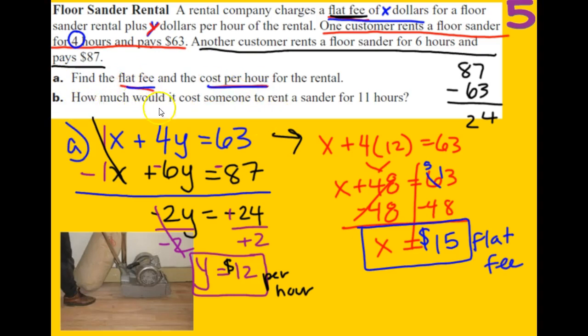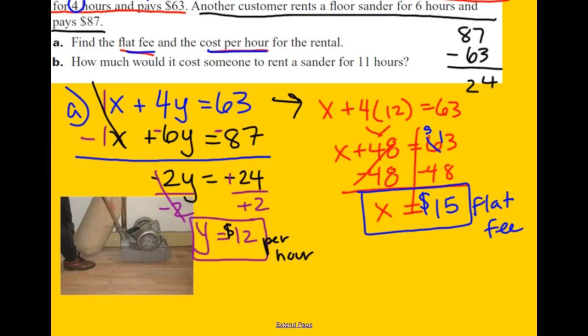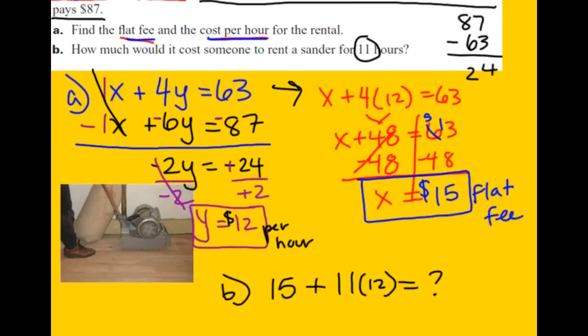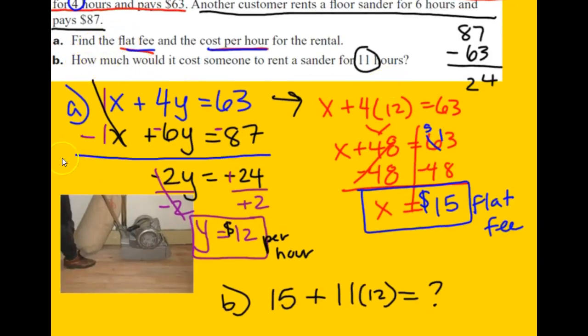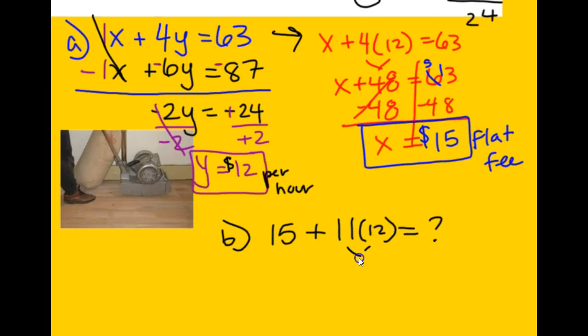Now they just want to know how much would it cost someone to rent a sander for 11 hours. Well, they'd have to pay, we'll do part B down here, they'd have to pay the flat fee, so 15, plus $12 per hour, and they're renting the sander for 11 hours. So 11 times 12 will give us, not the flat fee, the total amount. They want to know how much would it cost. Well, 11 times 12, I would plug that in my calculator. I know this has to be greater than 100.